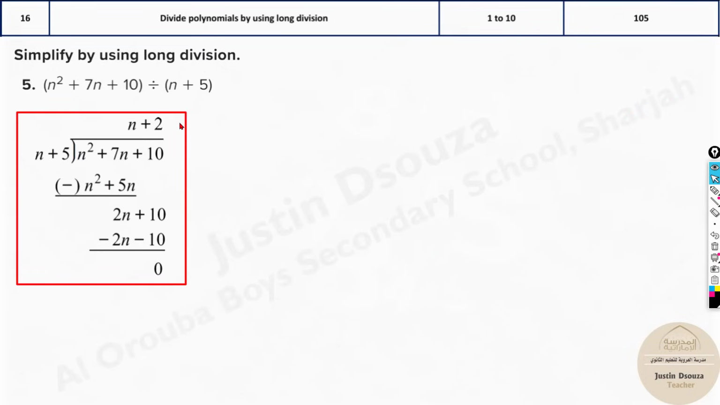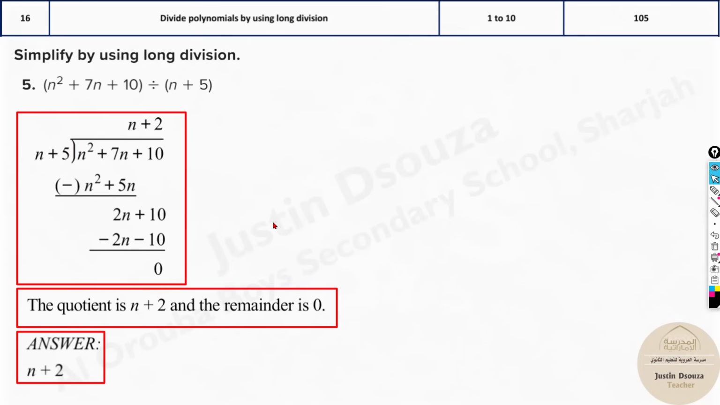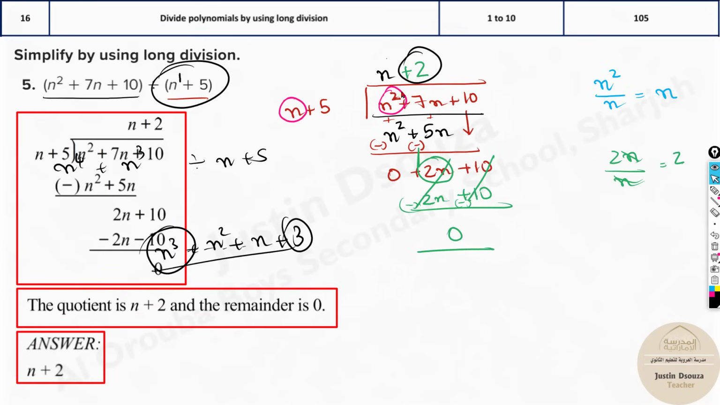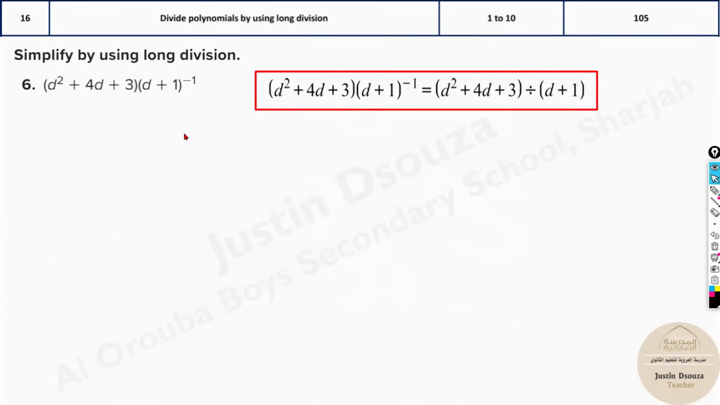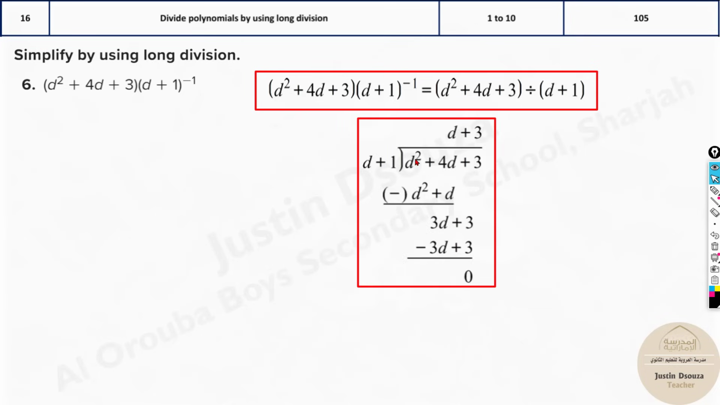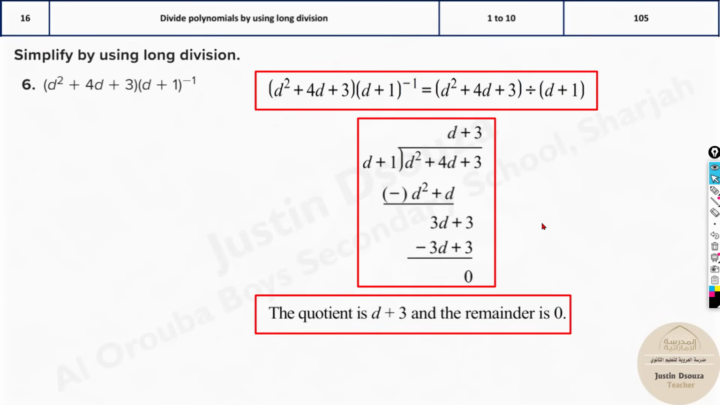You can see that the detailed method is over here. And that is what we also got. N plus 2 is the correct answer. So that is the quotient. Quotient means after dividing, the answer you get. Now here, this also doesn't have remainder. It's just that this is the divisor. So you're dividing by d plus 1. And you can see that's how we do it. And this is also pretty straightforward.